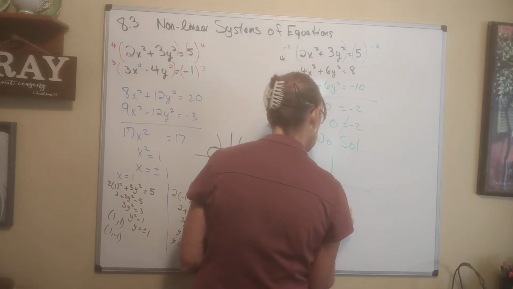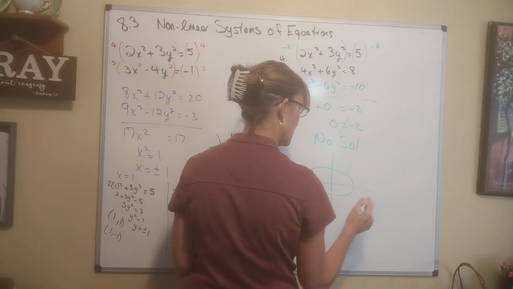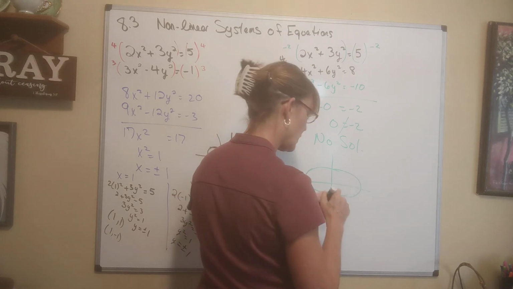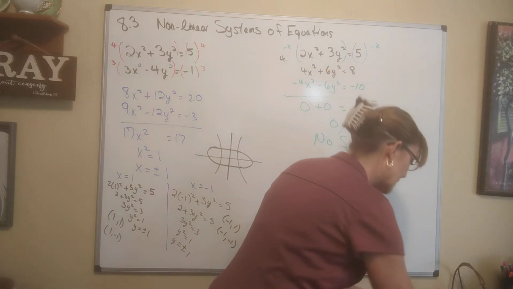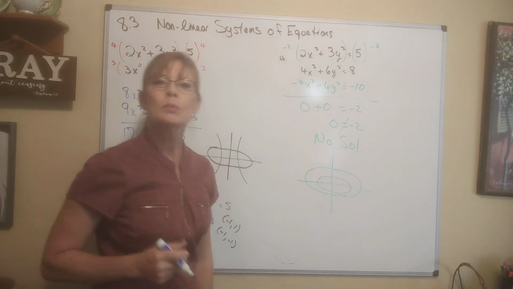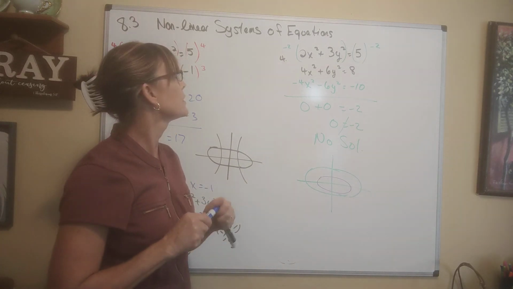So if we wanted to try to imagine what might be happening here, I did a sketch of this just to get an idea, and this is what I think is going on. One of the ellipses is bigger than the other ellipse. Maybe it goes out to here. And the other one is completely inside the other one. And so there's no places where they're intersecting. So that's what's going on in that particular system.